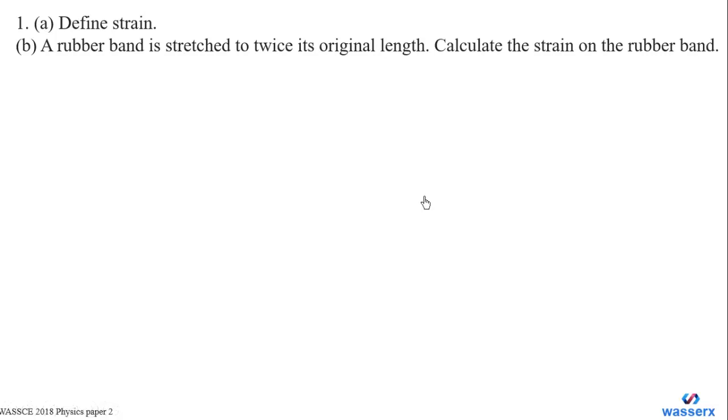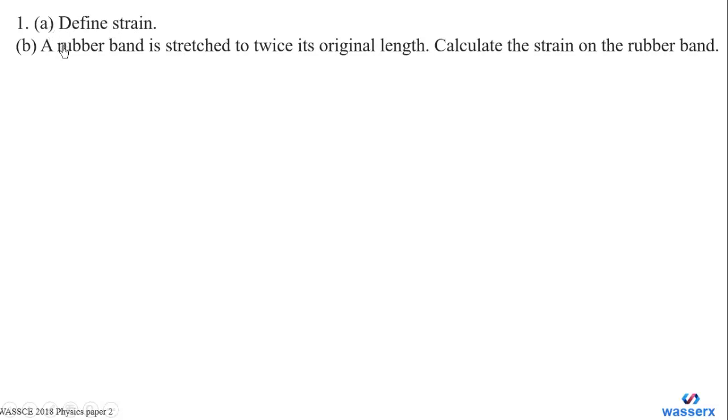WASSCE 2018 May-June Physics Paper 2. So we are going to find solutions to some of the questions in this paper in this short video. For the first question here, question 1 from the 2018 May-June Physics paper, we are supposed to define strain.